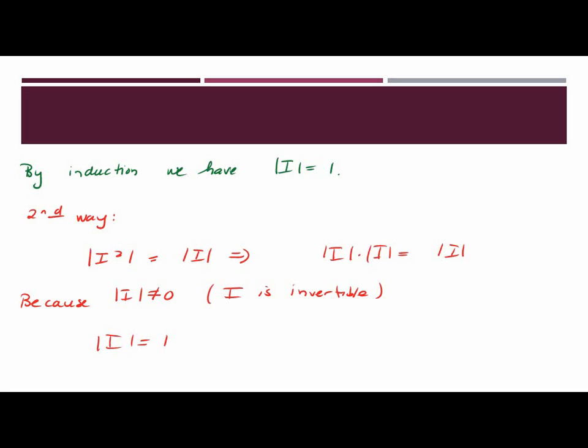Here's the second way, it's real slick. I squared is I, because that's what I does. It doesn't do anything, right? You multiply it twice and you get I back. But then I can slap determinants on both sides, and then I can pull them apart by a property of determinants. And because I is invertible, its determinant's not 0, so I can cancel it out of both sides.